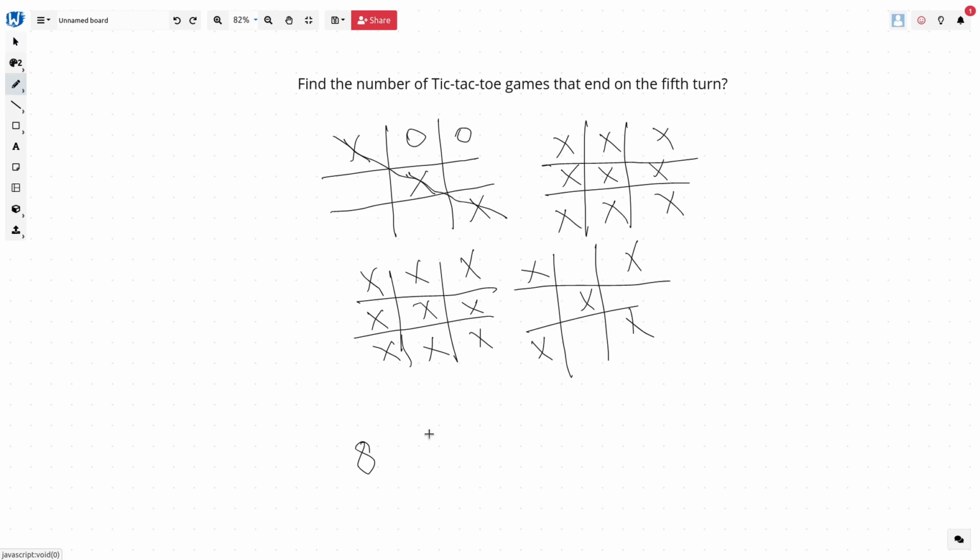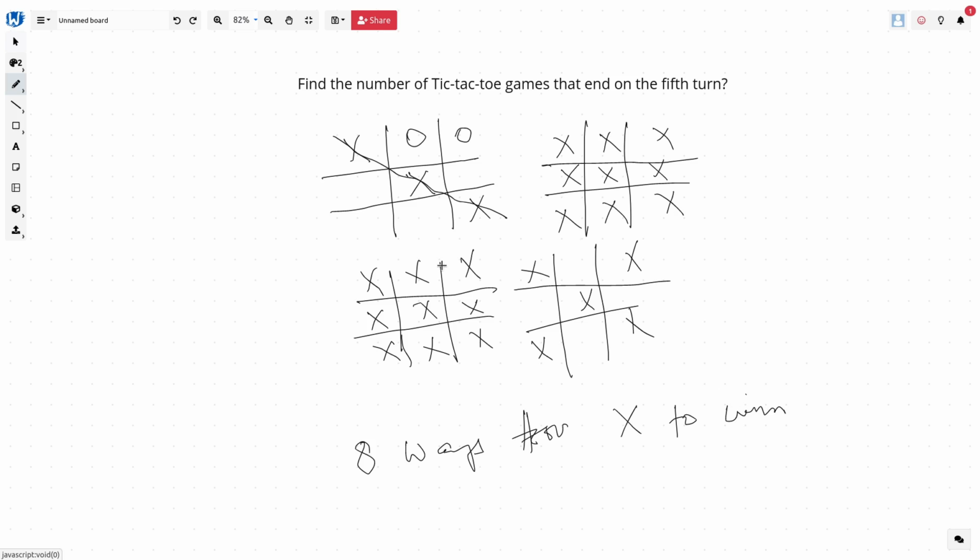So if it needs to end, then somebody needs to win, and the cross can only win because it is 5 turns. The cross has 3 chances to move, and zeros have only 2 places to move, right? So there are 8 ways for this cross to win.